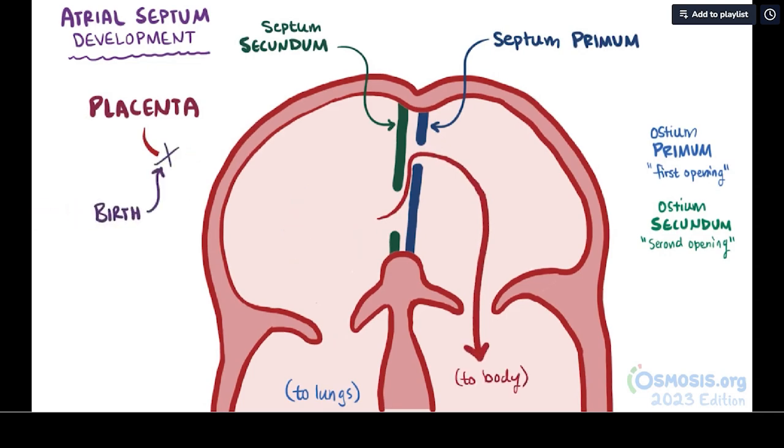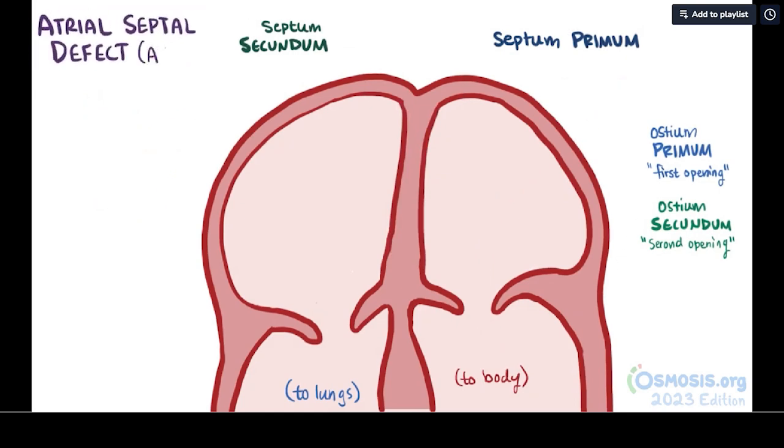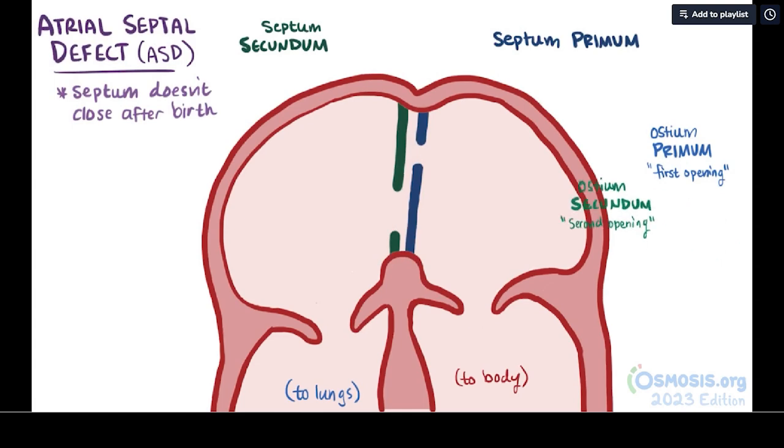At birth, the septum secundum and septum primum slap shut and then fuse and close off this foramen ovale, so we can rely on our own lungs for oxygen. An atrial septal defect, or ASD, describes a condition where in some way the septum between the right and left atrium doesn't close up all the way and remains open even after birth.